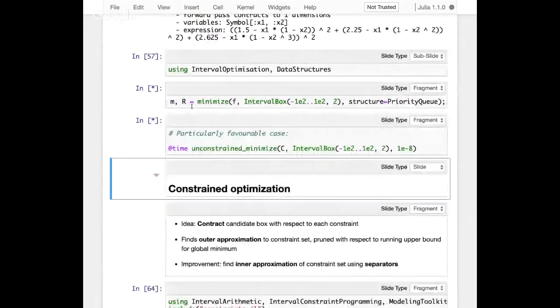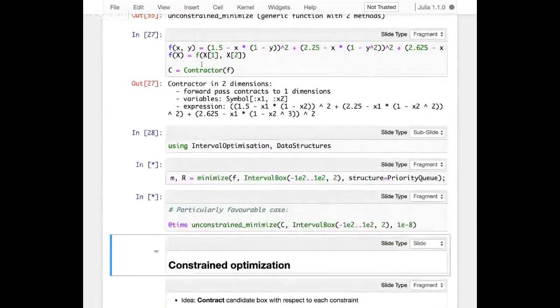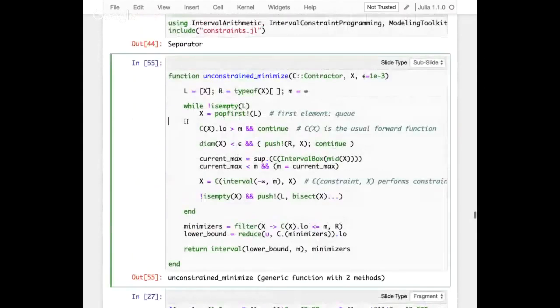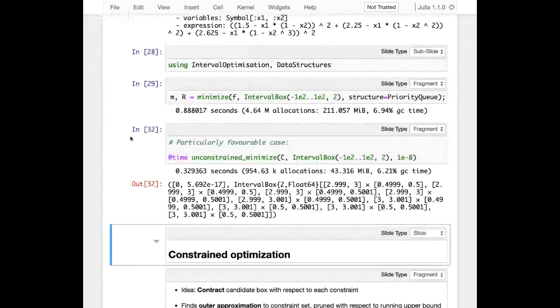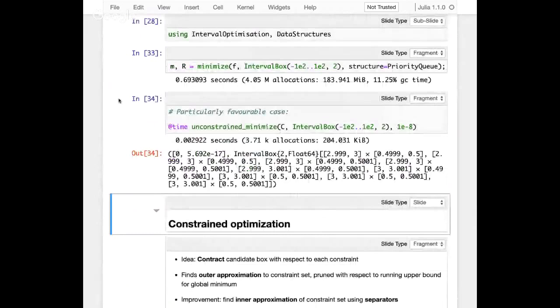Okay. Here's some function of two variables. I'm minimizing it using what I just showed, and then I'm adding this constraint propagation. After compile time, this is 0.69 seconds, and this is 0.002 seconds. So it's like 300 times faster using this constraint propagation. So constraint propagation is fundamental for getting fast global optimization.